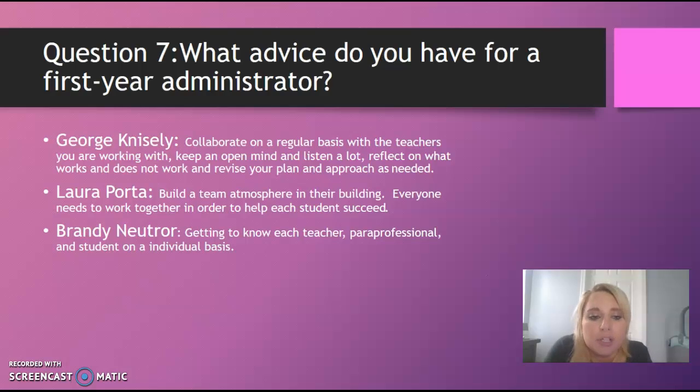Laura Porter, she mentioned just having that team atmosphere. And again, I think that goes back to her ability to have an open line of communication. That makes a big difference in the overall atmosphere of our 4th grade team. Brandy Nietrauer, she mentioned just getting to know the teachers, paraprofessionals, and students. Knowing their needs are unique makes a big impact on the overall success of the students academically.